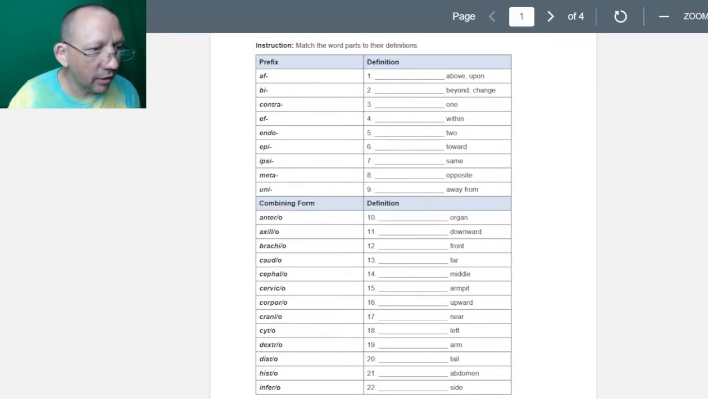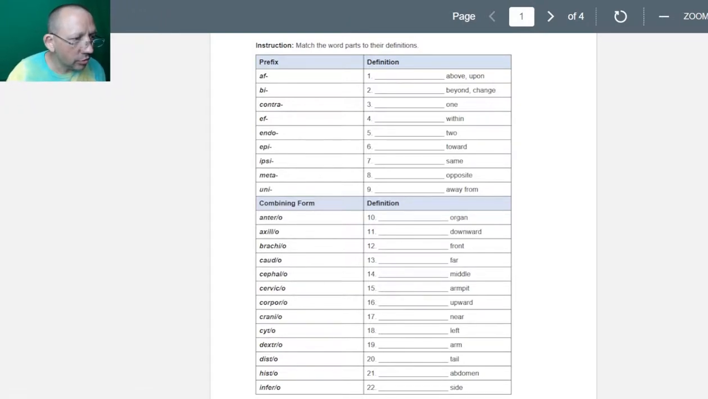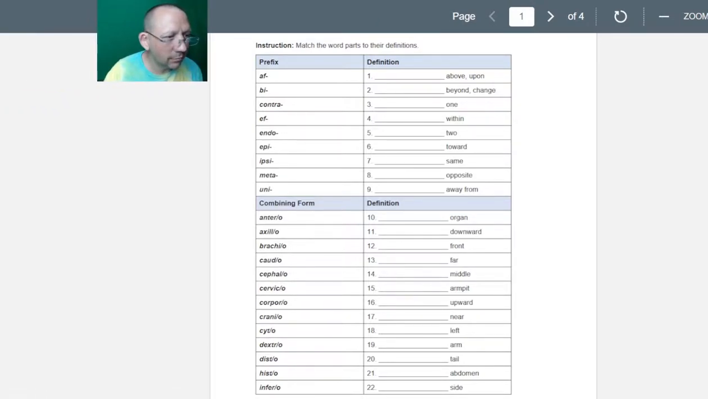So as I'm looking at it over here, I'm going to shrink myself down and put myself right over there. That way I can see you and I can see the page, and I can point to different stuff up and down. Okay, so prefixes are on here. This is the first part of the word, and so you have afferent, bilateral, contralateral, efferent, endoscopy, which is looking in, episiotomy, which some of you may have even had, ipsilateral, metaphysis, or metabolic.